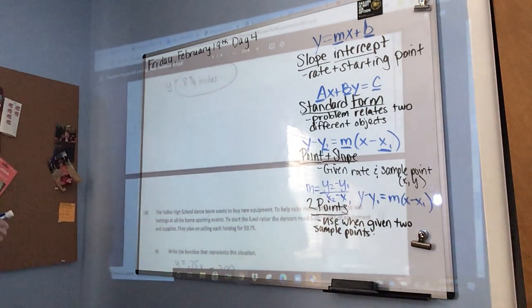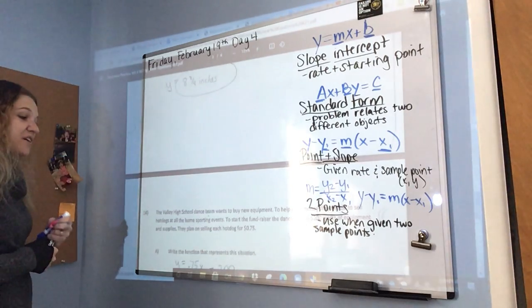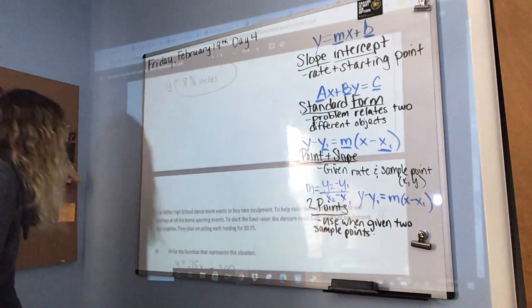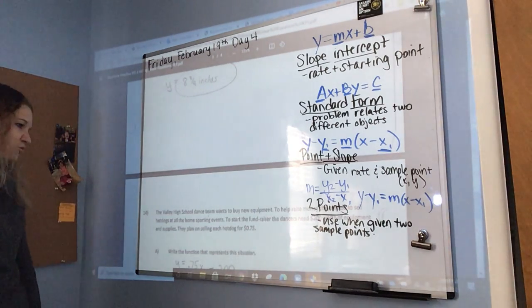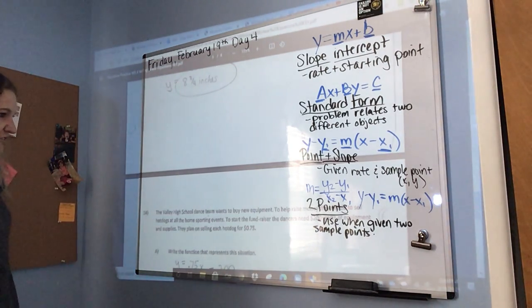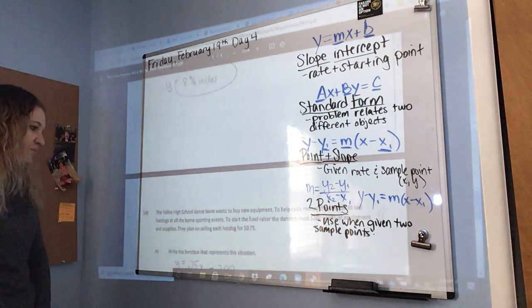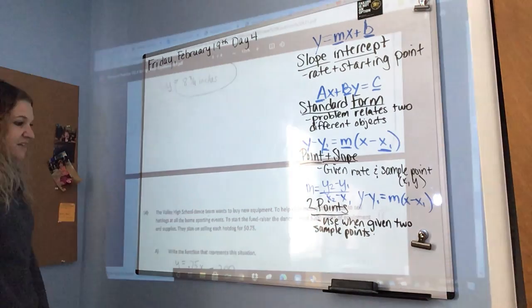The Valley High School dance team wants to buy new equipment. To help raise money, the team needs to sell hot dogs at the home sporting events. To start the fundraiser, the dancers need $200 worth of equipment and supplies. They plan on selling each hot dog for 75 cents.